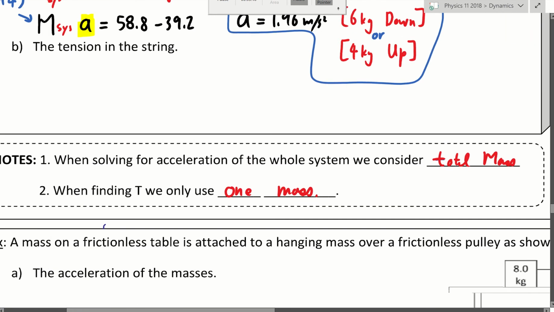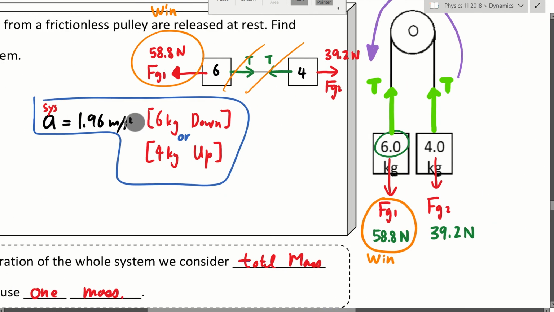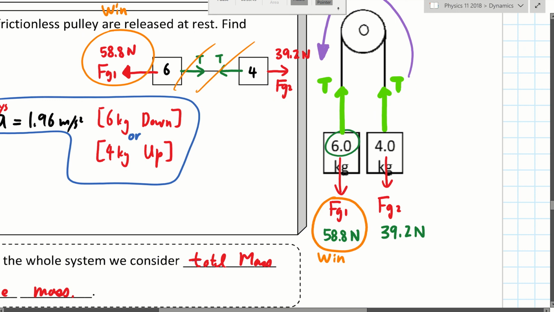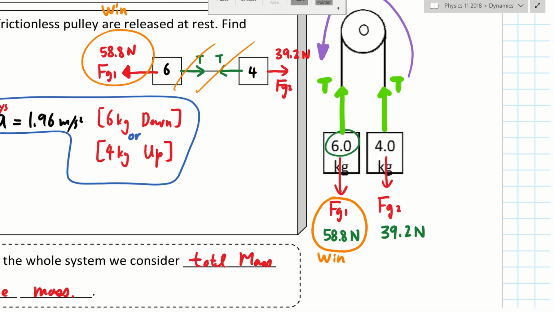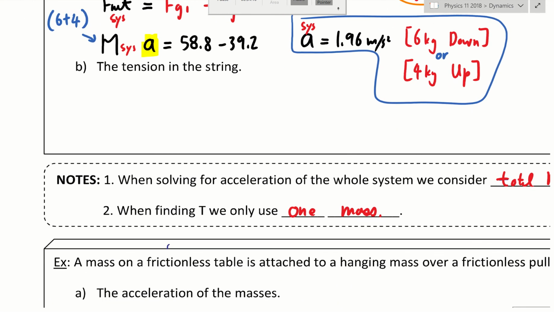In this question, to get tension, we have to pick one box. It doesn't matter which one. Both of those two boxes have exactly two forces on them, so it's exactly the same in terms of difficulty. Pick your favorite one. Last time we picked M1, so this time I'm going to pick the 4 kilogram box.